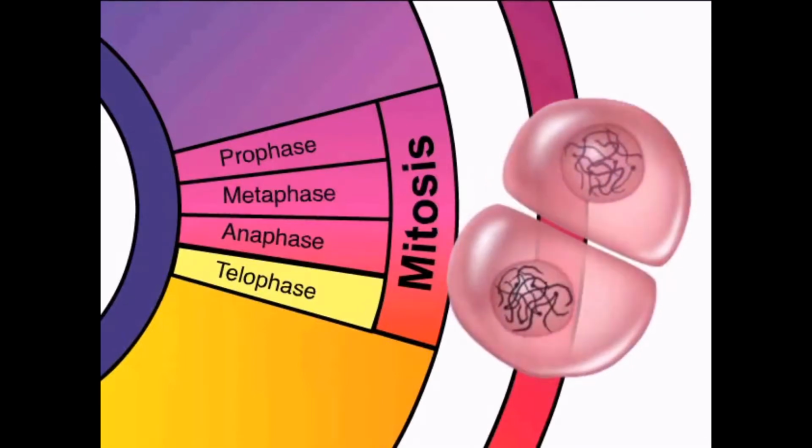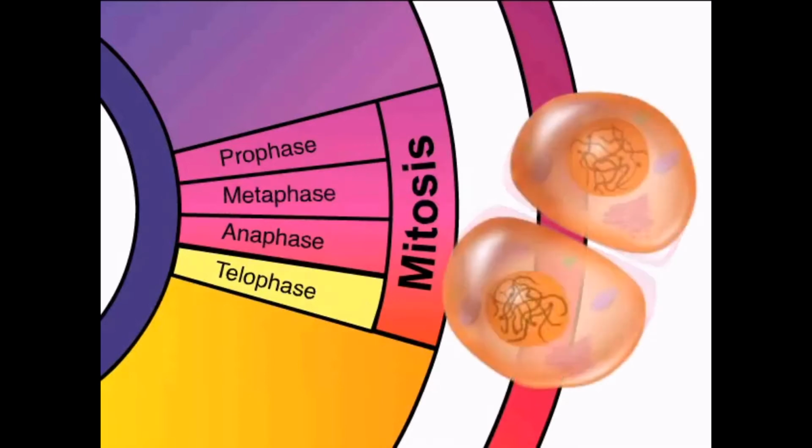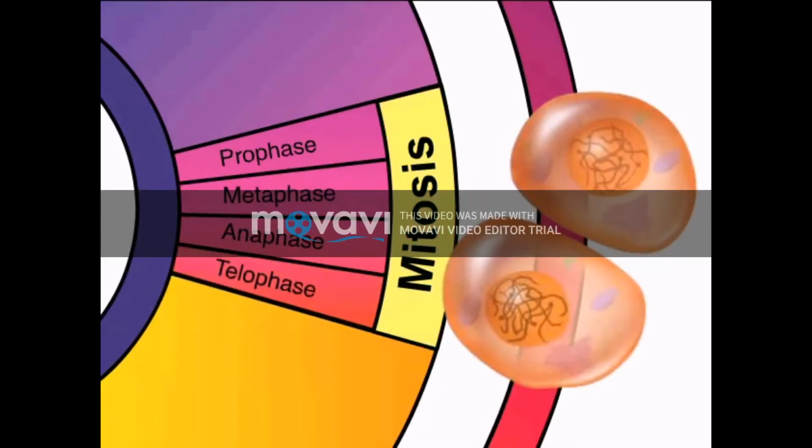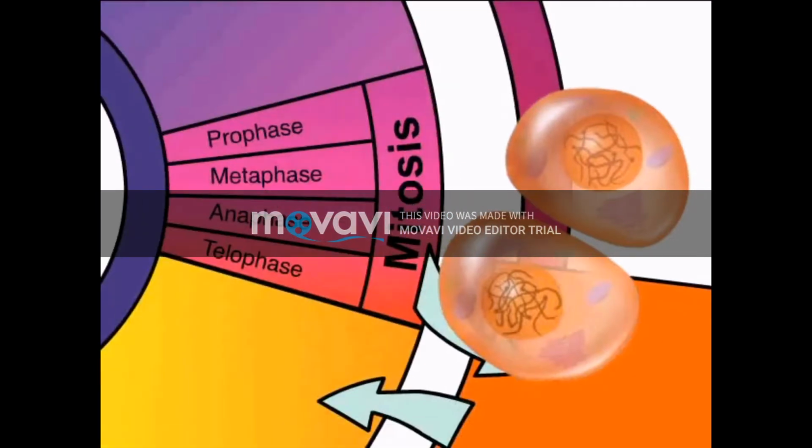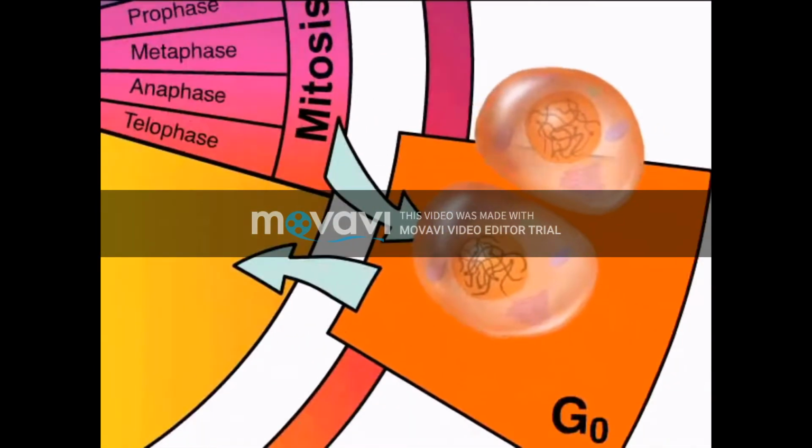Cytokinesis occurs and the cytoplasm divides into equal parts. Two identical daughter cells have been formed. Each new cell moves back to the G0 stage and is ready to begin the process again.